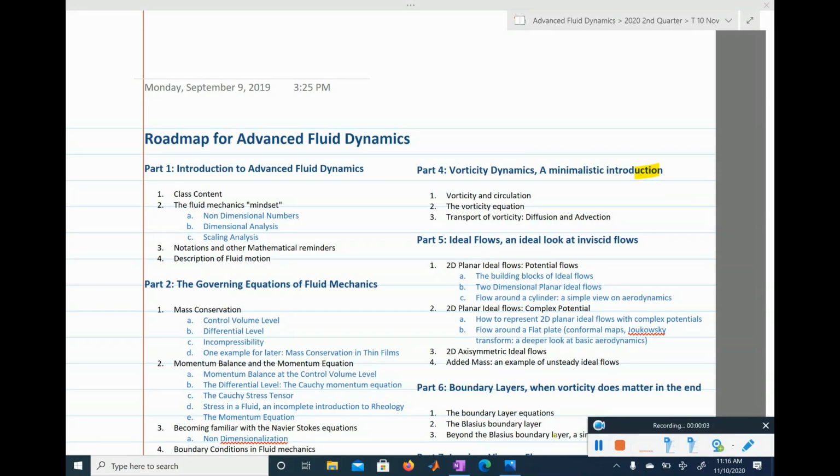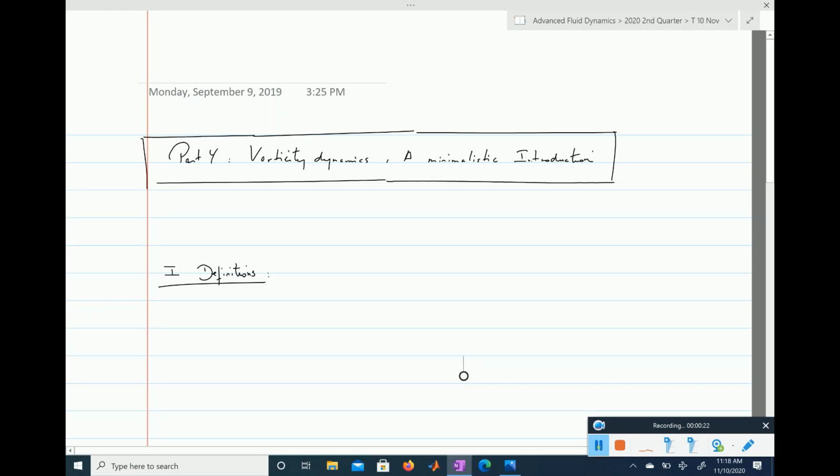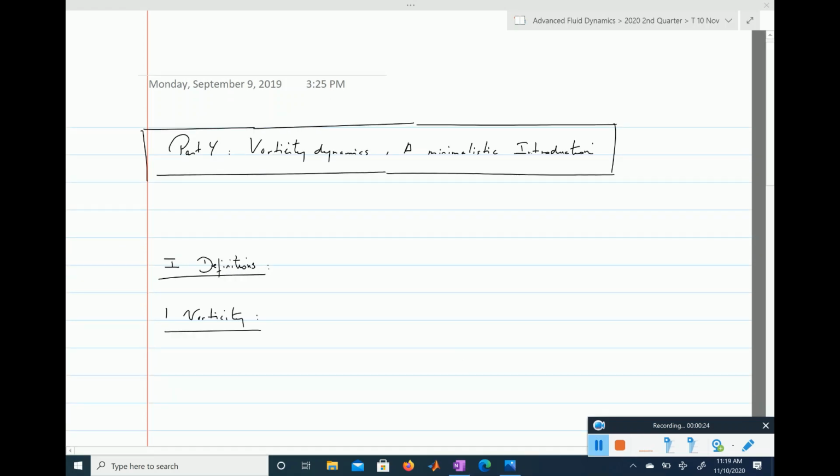Here we discuss vorticity dynamics, and really this is just a very short introduction on vorticity, and what we'll start with is just a number of definitions. And we'll start with the definition of the vorticity. So let's consider a velocity field u.